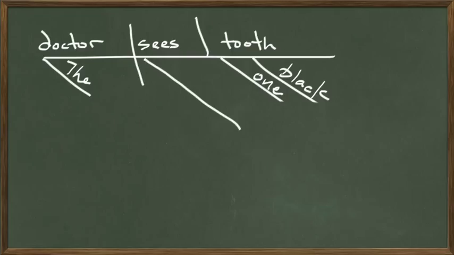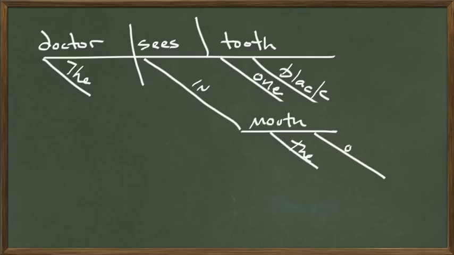He sees one black tooth in the mouth. The object of the preposition goes on a straight line. In the mouth. Whose mouth is this? It's the mouth of, another preposition, and then we have down here Quintus. In the mouth of Quintus. Ran out of space there. So, the doctor sees one black tooth in the mouth of Quintus. We now have it diagrammed. Let's go back and translate it.